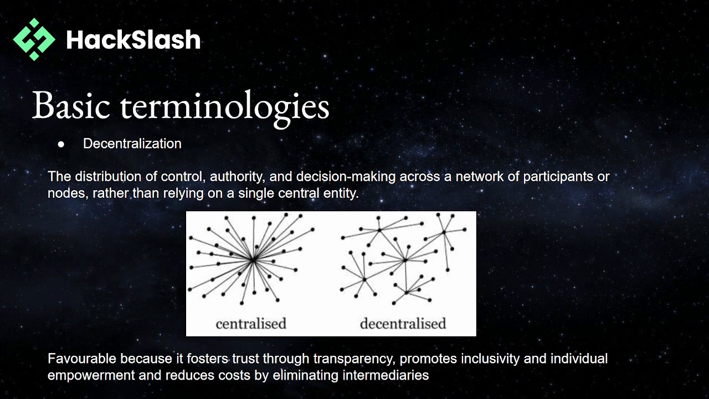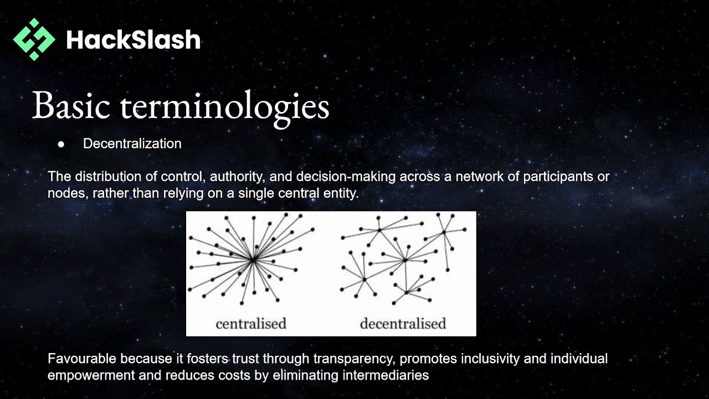Now let us discuss some basic terminologies involved with blockchain. First of all, decentralization. As you must have got the hang of it, decentralization basically means anything which is not centralized. Centralization means the control of something, or the authority of decision making, lies within a single organization or a single person.